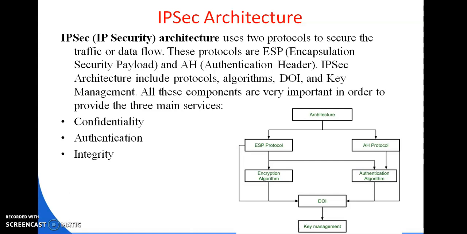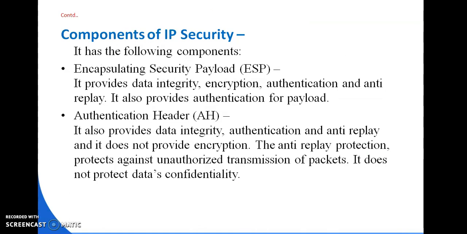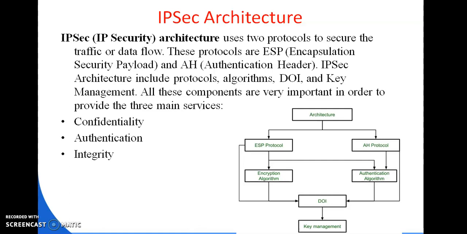Welcome back again. In the last class we discussed the components of IP security, and this is the IP security architecture. This IP security architecture uses two protocols to secure the traffic or data flow, and these protocols are ESP, Encapsulation Security Payload, and AH, Authentication Header. IP security architecture includes protocols, algorithms, DOI, and key management. All these components are very important in order to provide the three main services: confidentiality, authentication, and integrity.